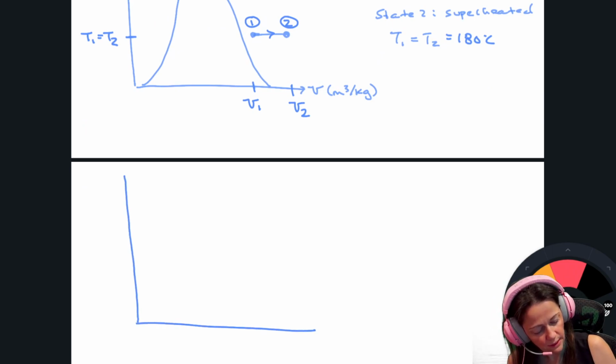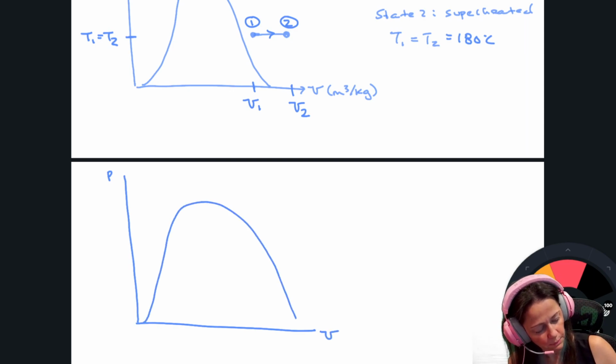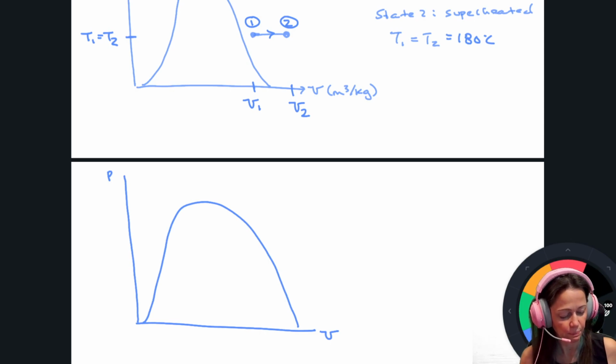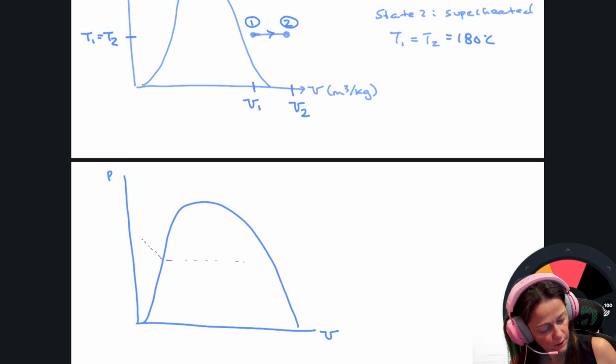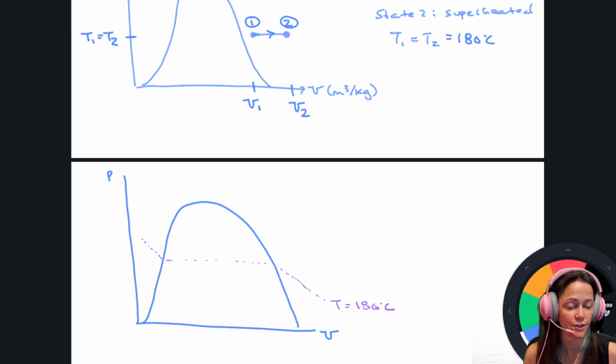Okay, so now let's get our PV diagram. So this is a little bit less straightforward because we're talking about a constant temperature process, right? And the lines of constant temperature on a PV diagram go like this. Okay? So anywhere on that line is 180 degrees Celsius. That's fine. You don't actually have to label what that line is, but you need to draw that line to make sure that you draw your process path correctly.